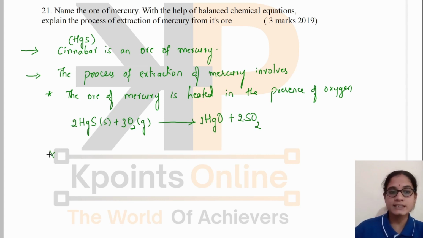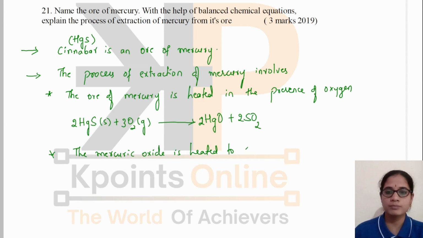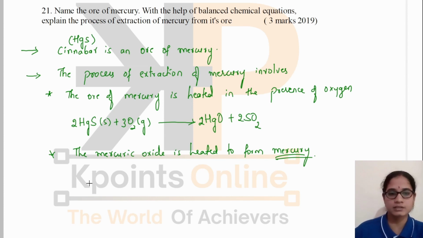Yes. Then in the next step what happens? Just by heating this mercuric oxide we will get mercury. Yes, the mercuric oxide is heated to form mercury. Yes, this is what we need. We are going to extract this metal from the ore cinnabar. Then what happens?